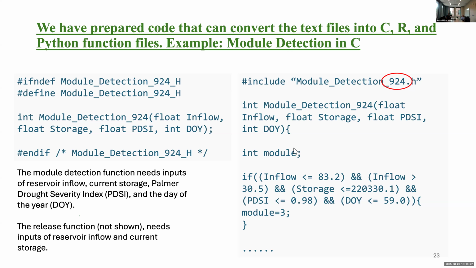Within each function, we have the same conditions which we had in the text files before, but according to the syntax of the coding platform we have. And so that's how we can convert these text files into any function that we can call in our hydrological model, depending on when we need it, when the reservoir occurs in the streamflow network.